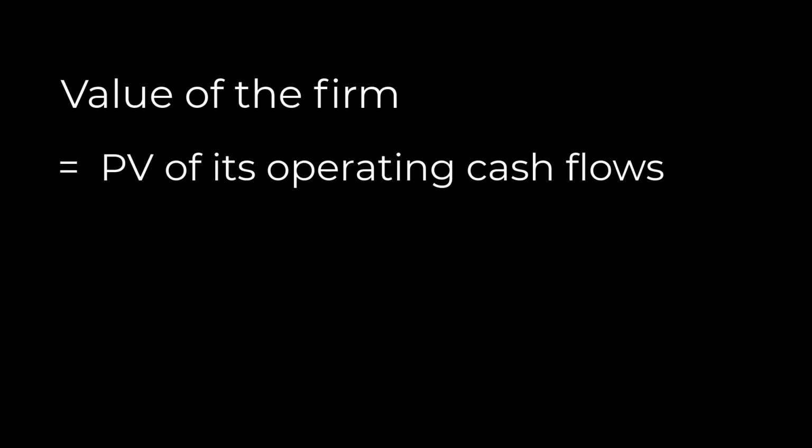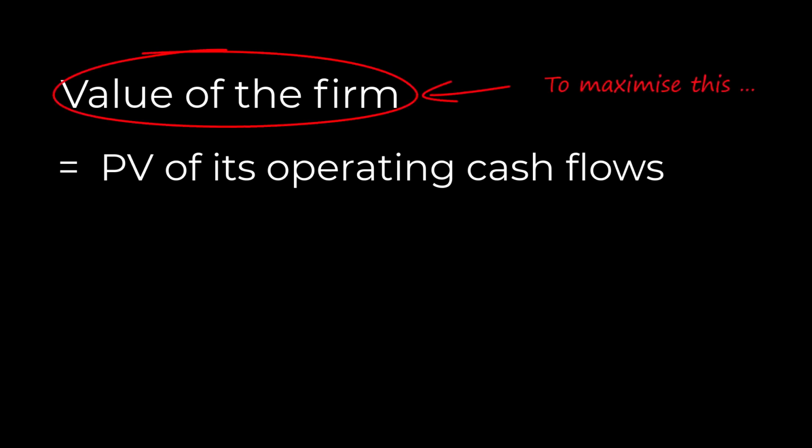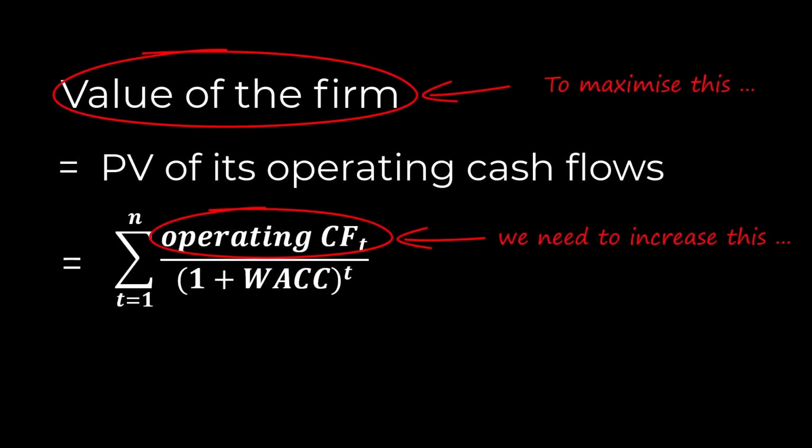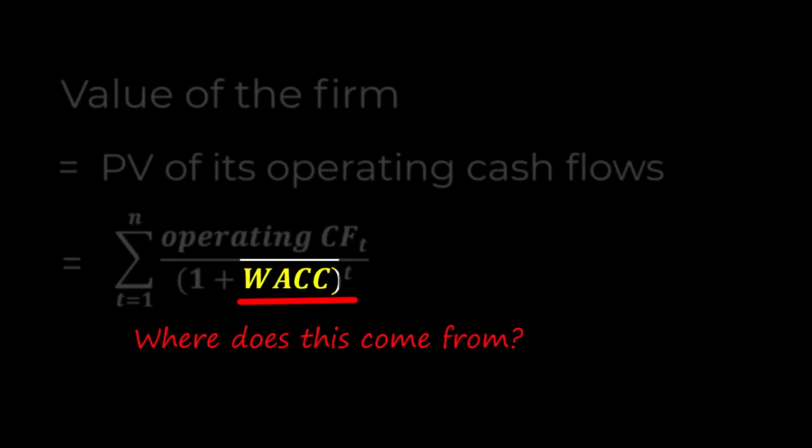The value of the firm is the present value of its operating cash flows. Therefore, the financial manager has only two options for maximizing firm value: either increase the operating cash flows or decrease the discount rate. In this video introducing the cost of capital, we focus on that discount rate and how it is calculated.